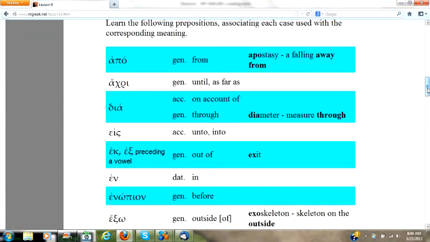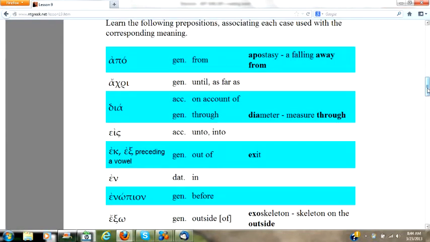Dia may be used either with the accusative case or the genitive case. That is, its object may be either accusative or genitive. But the preposition will mean something different depending on which case is used. When dia is used with an object in the accusative case, it means on account of. When dia is used with an object in the genitive case, it means through. Think of the English word diameter, which is the measure through something.